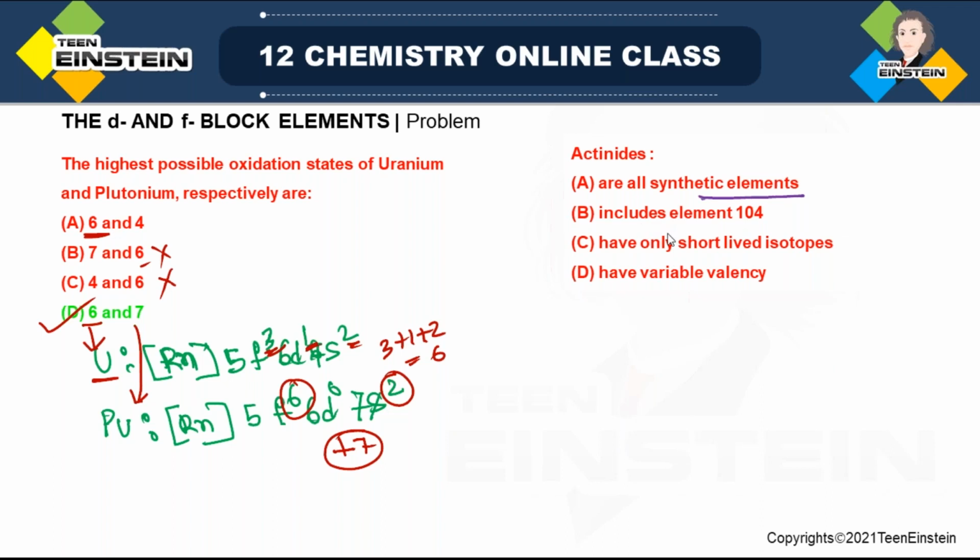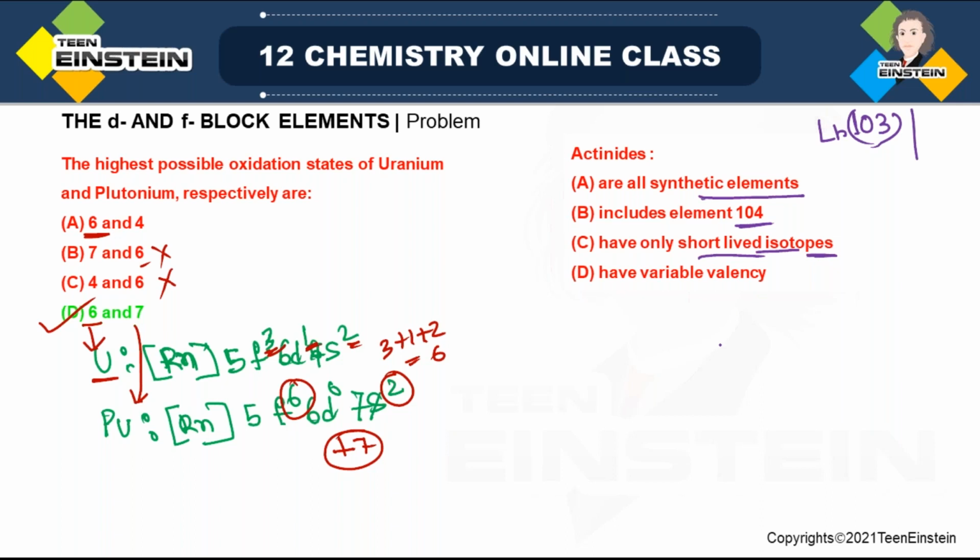Then the next statement is saying it includes the element 105. Sorry, 104. Now remember, the actinides end at lawrencium, which has atomic number 103. That means 104 is the next element, and that element is actually rutherfordium, but it is not included in the actinides. So this statement is also not correct. Then the third statement: have only short-lived isotopes.